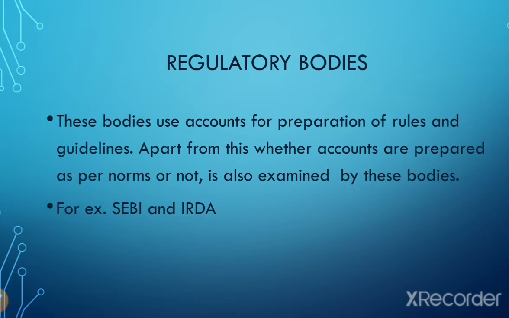These regulatory bodies get the idea about the financial position of the company only through the books of accounts. They use accounts for preparation of rules and guidelines. On a regular basis, the guidelines and the rules are changing on the basis of the accounting information of the company. So for the regulatory bodies, the accounting information is also useful.